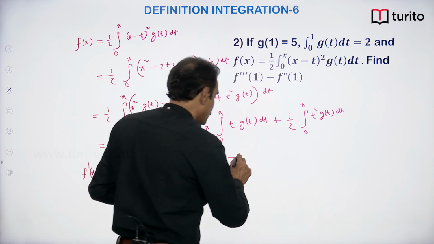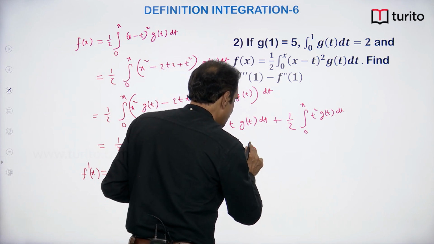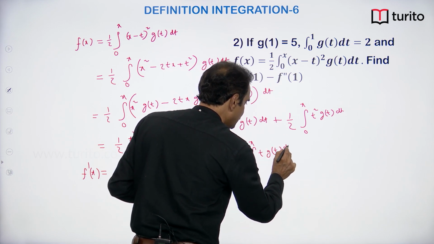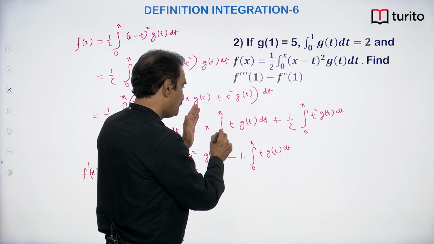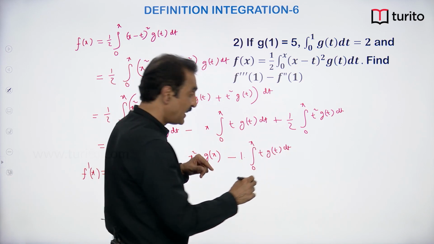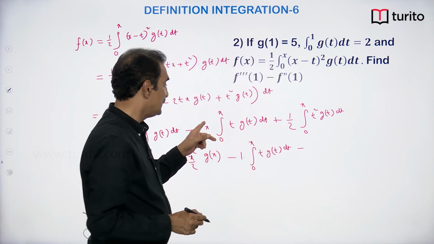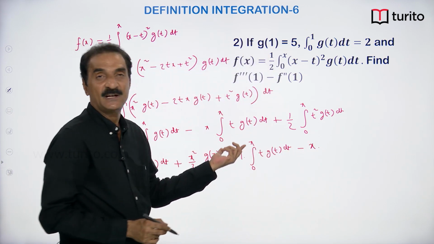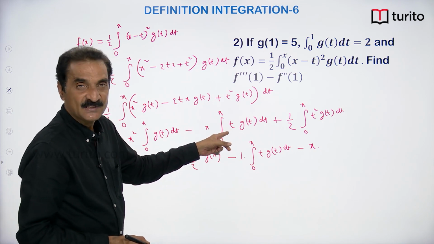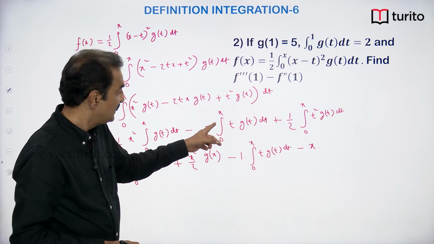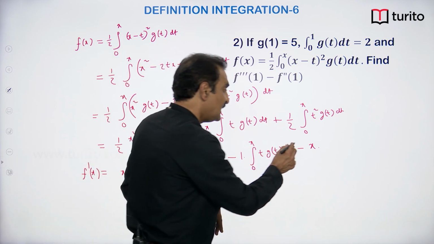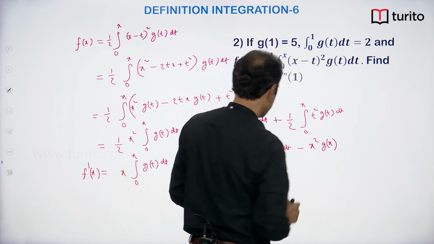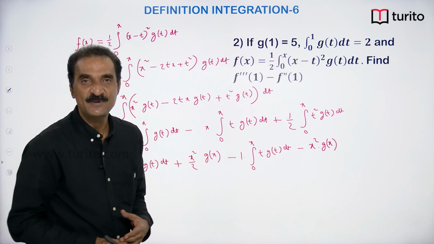U dash means 1 integral 0 to x t g of t dt, plus into minus will be minus x into derivative of this integral, replace t by x and multiply by the derivative of x, 1. So then you will get x into g of x. x into g of x will be x square g of x. So differentiation of the second term is over.